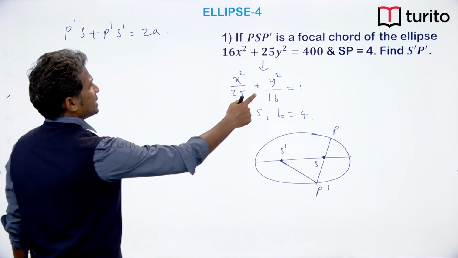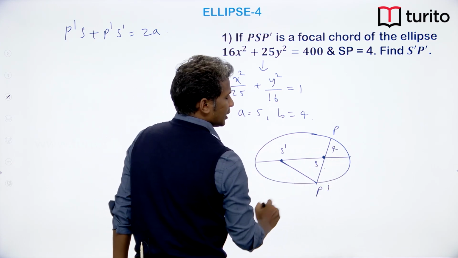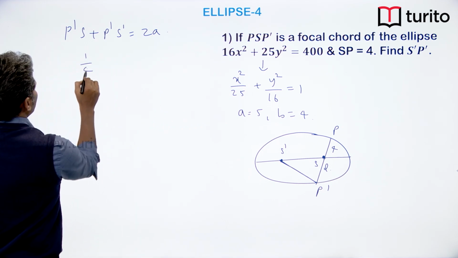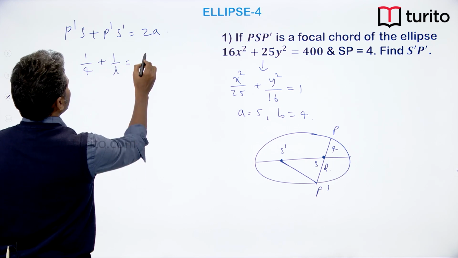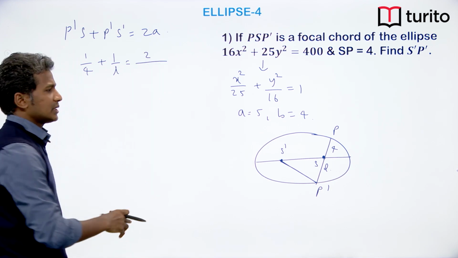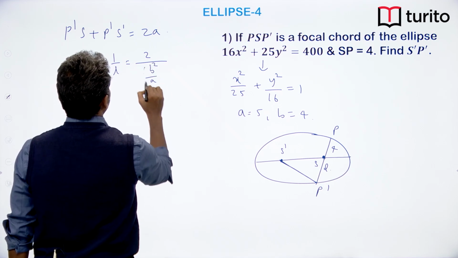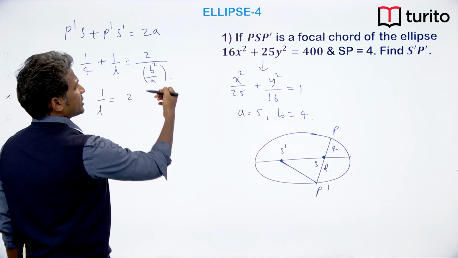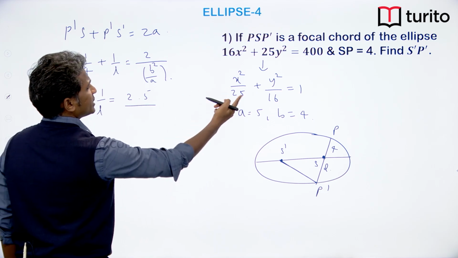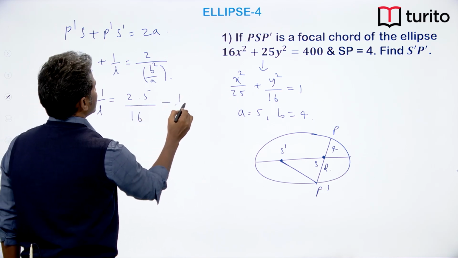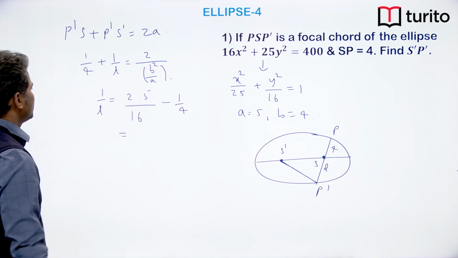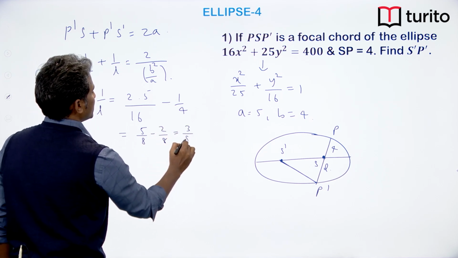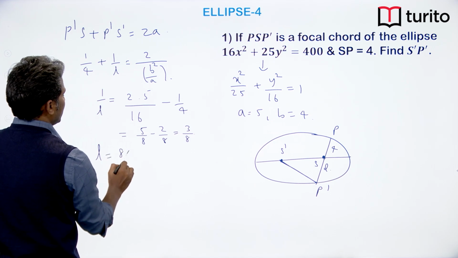So here PS is given as 4 units and we want to find out this length. So let us say if I take it as small l, so I can say that 1 by 4 plus 1 by l, this must be equal to 2 by half of the latus rectum, that will be b square by a. Now if we simplify this, what do we get? 1 by l equal to 2 into a by b square. What is a? 5 here, by b square is how much? 16, minus 1 by 4. So if we simplify this, what do we get? 5 by 8 minus 2 by 8, which will give me 3 by 8. So basically we are getting l equal to 8 by 3.